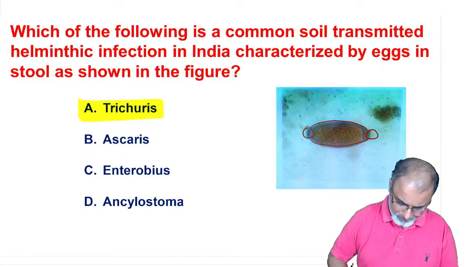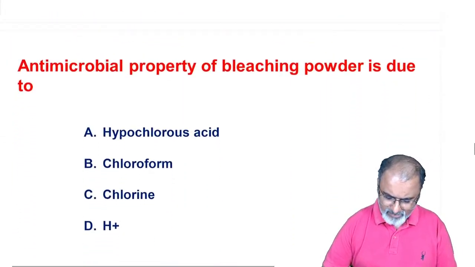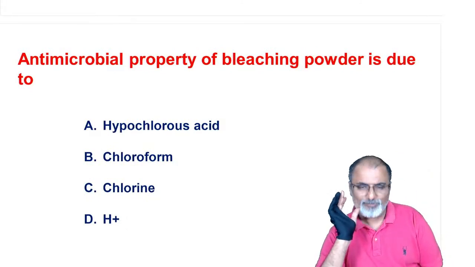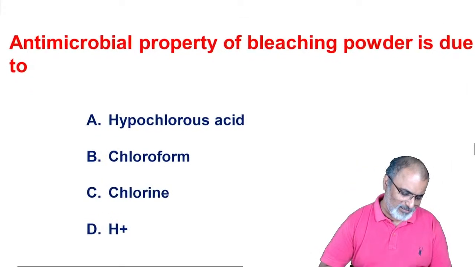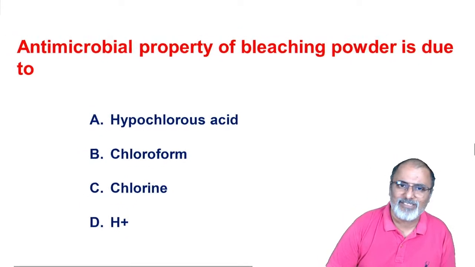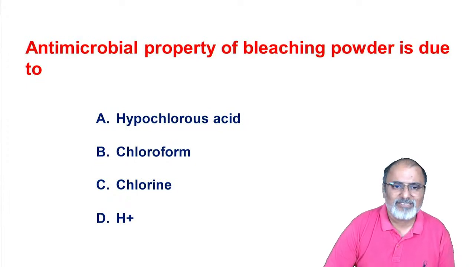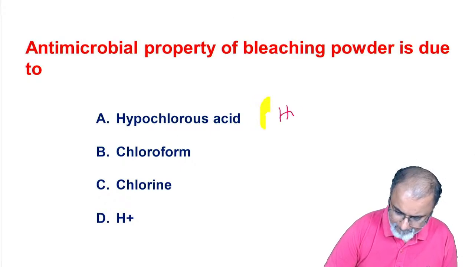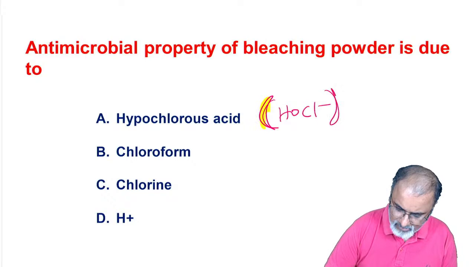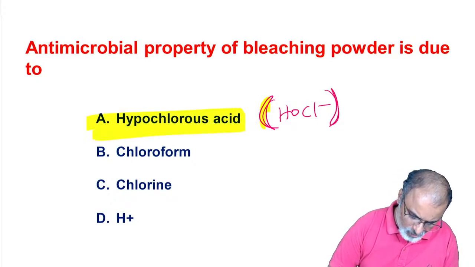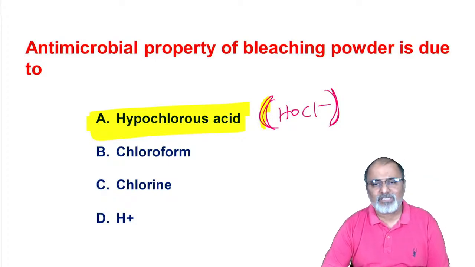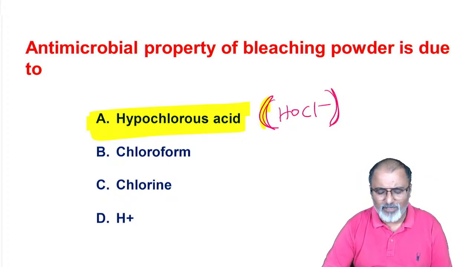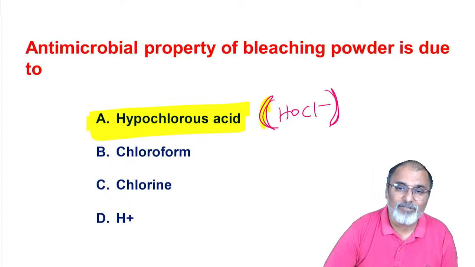Next is, antimicrobial property of bleaching powder is due to? Bleaching powder is a very important antimicrobial agent for disinfection. It is mainly due to hypochlorous acid, hypochlorite, not chloroform or chlorine or H+. If it is a liquid form, we call it sodium hypochlorite. If it is a powder form, we call it calcium hypochlorite.